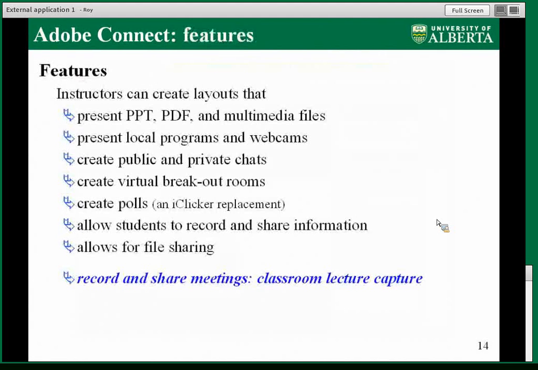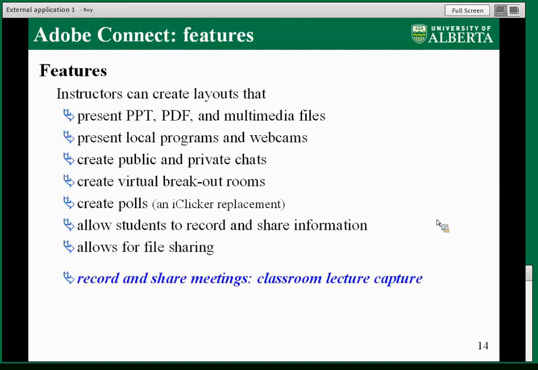Well, we can present PowerPoint, PDF, multimedia files, present local programs that are installed on the local computer and webcams, create public and private chats so students can speak to the group or in small groups. We have virtual breakout rooms. We have the ability to create polls, which turns Adobe Connect into a replacement for iClicker. The students can record information and share information with each other, and ultimately it allows for file sharing from the instructor out to the students.